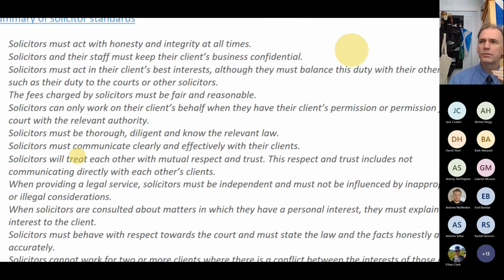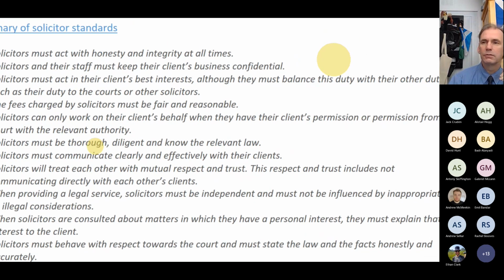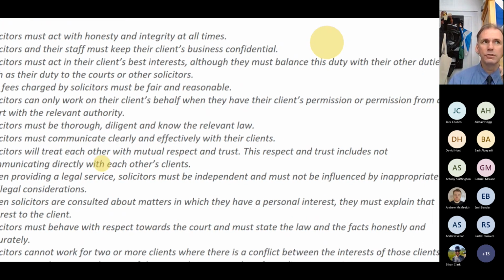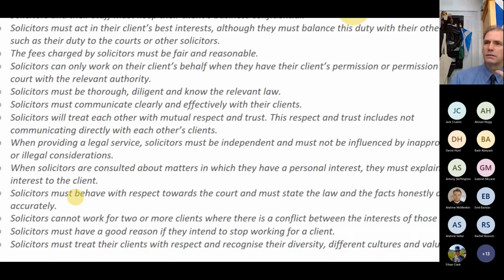Which organisation wouldn't want their staff to behave honestly and with integrity? What kind of organisation wouldn't want their staff to keep things confidential? What kind of organisation wouldn't want their staff to be thorough and diligent, or communicate clearly and effectively, or treat each other with mutual respect and trust? So even though this is a solicitor's code of conduct, for many things, it's a standard that lots of organisations should be looking for.